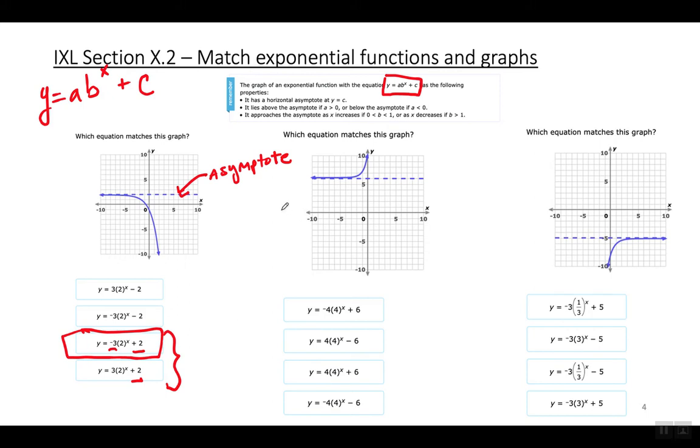So there you go. There's the first example. No work required. Just look at it and pick the right answer. Look at the next example. My asymptote is at positive 6, so it's either this one or this one, because my asymptote is at positive 6.